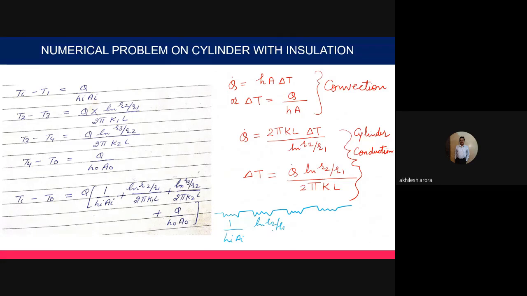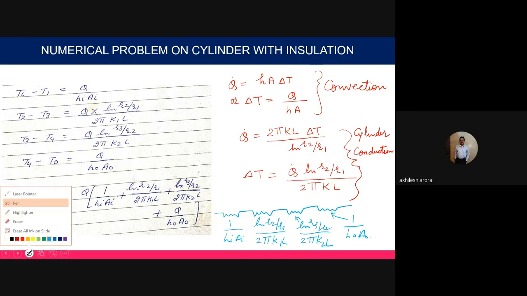divided by 2 pi K1 L. The third resistance will be log natural R3 by R2 divided by 2 pi K2 L. And finally the outside resistance, which is because of the convection, it would be 1 over H naught A naught.